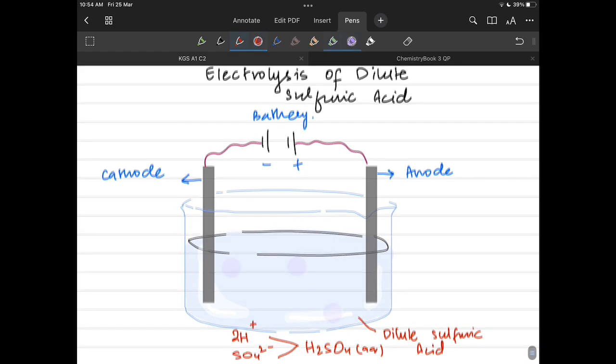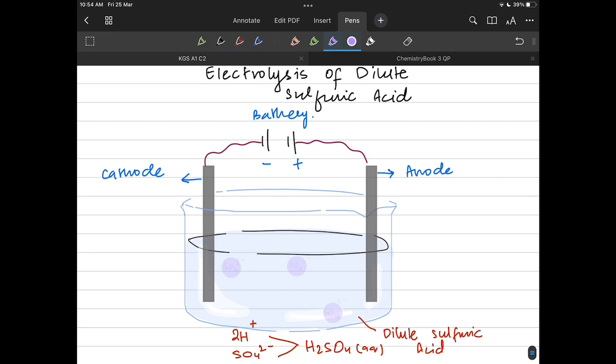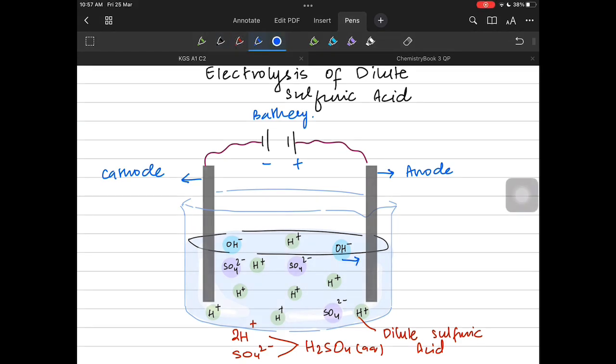In dilute sulfuric acid, there are sulfate ions and there are hydrogen ions. So there are hydrogen ions, there are sulfate ions, and since it's water, the OH minus ions and H plus ions are also present because of the water molecules. All the OH minus and all the sulfate ions will go towards the anode because of the electrostatic attraction, and over there the oxidation of OH minus will happen. So OH minus and sulfate will both go to the anode because they are both negative in nature.